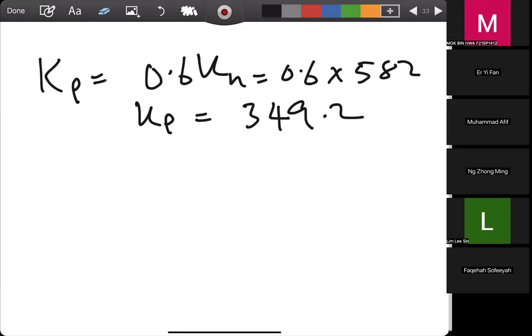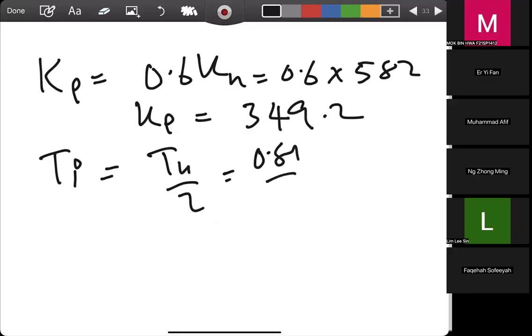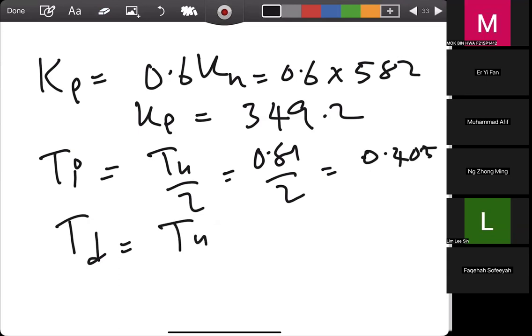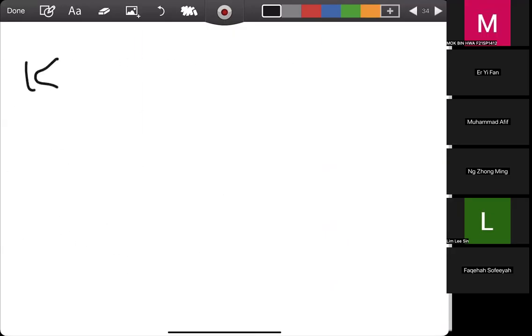And then Ti is Tu divided by 2. Tu is 0.81, so Ti is 0.405. Td is 0.101.